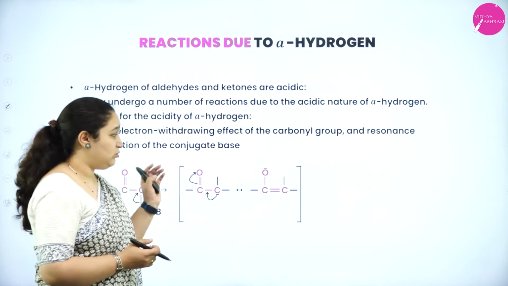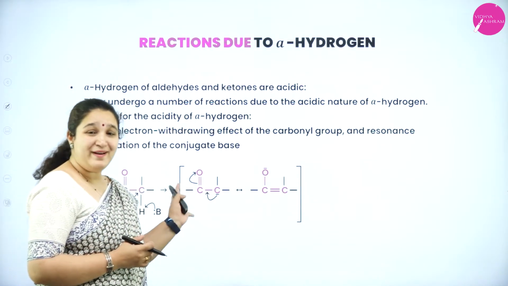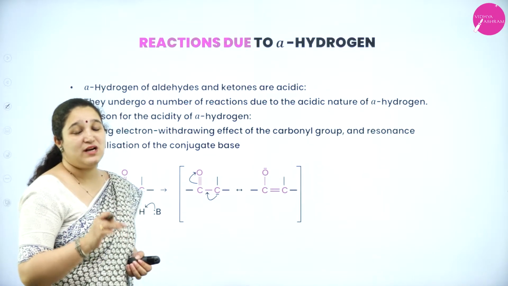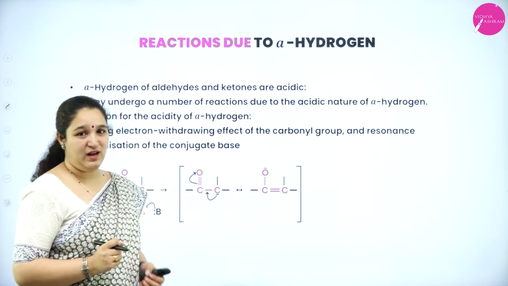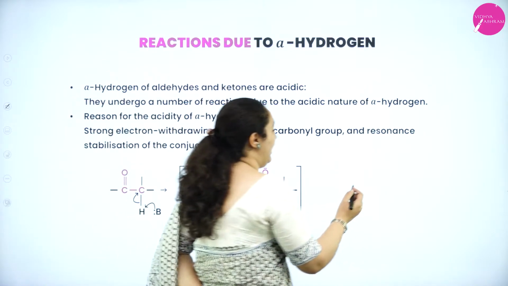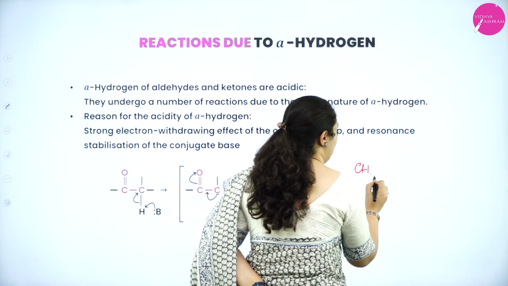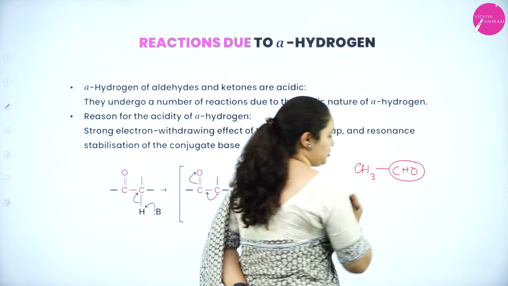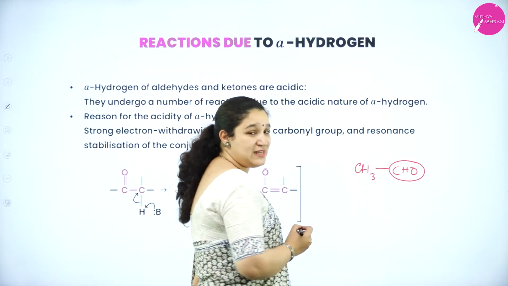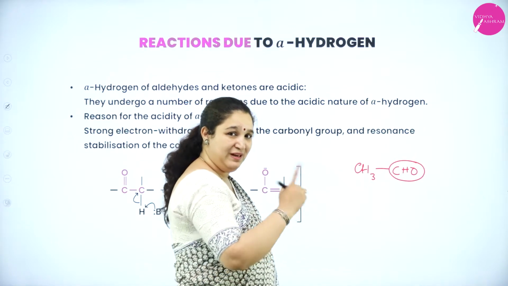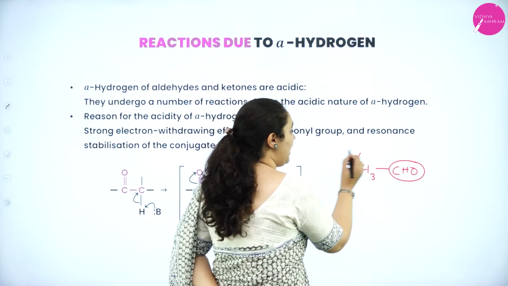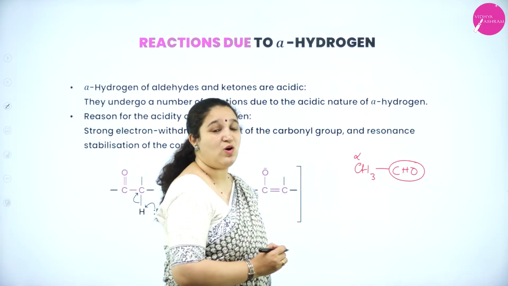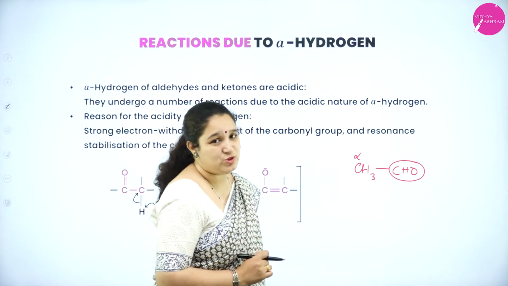Before I go into the reactions or what happens due to the presence of alpha hydrogen, you need to understand what exactly is an alpha hydrogen. For example, I will take CH3CHO. Now this is the functional group. The functional group is attached to one carbon atom. The immediate next carbon atom, we call it as alpha carbon atom, and the hydrogen which is attached to that, we call it as alpha hydrogen atom.